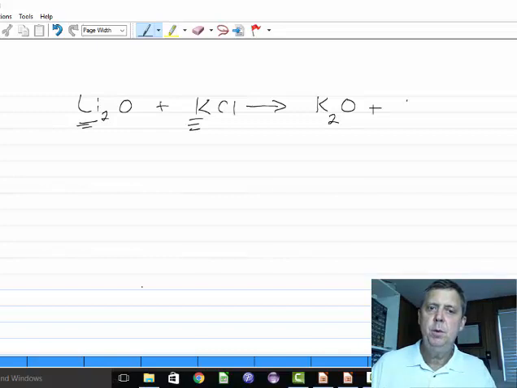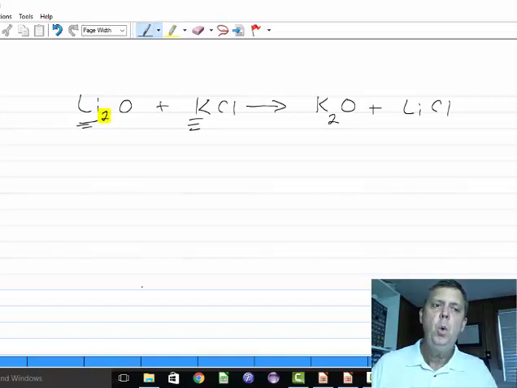Plus, we'll have, of course, lithium chloride. Lithium has a +1 charge, chloride -1 charge. Write down the formula. The subscripts in this case are 1 and 1, so that is our formula. Don't carry over subscripts like this in most cases, unless you're dealing with polyatomic ions.